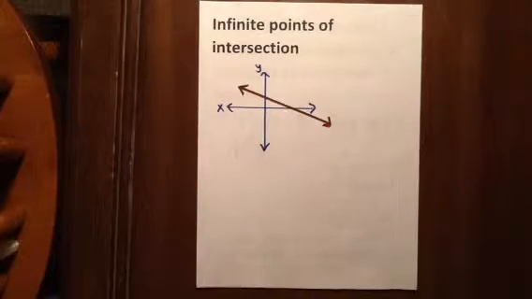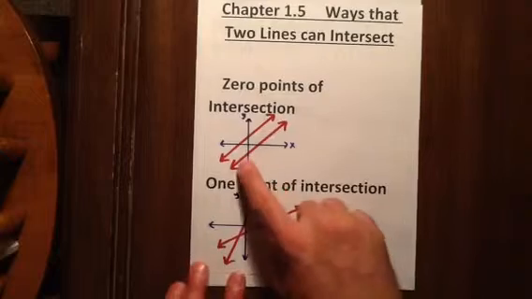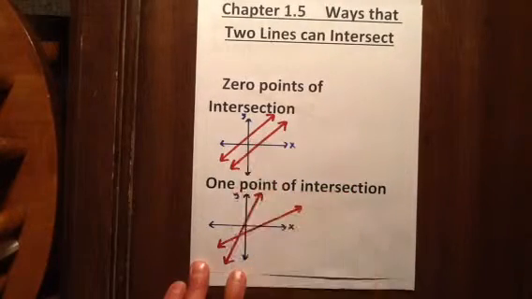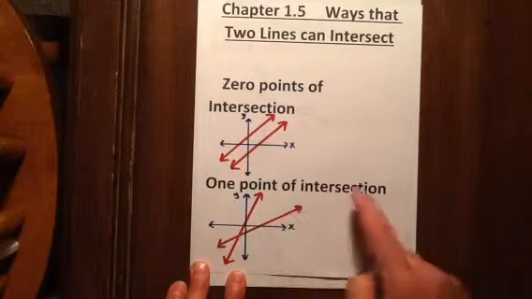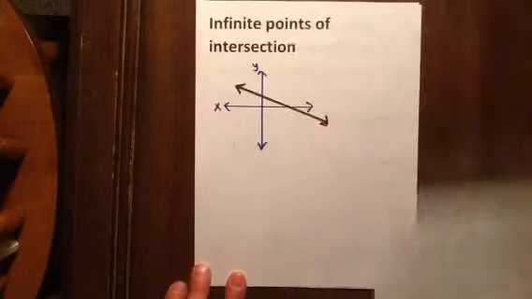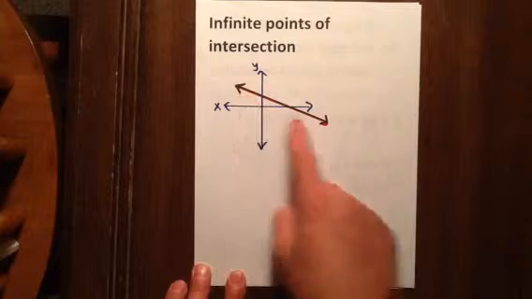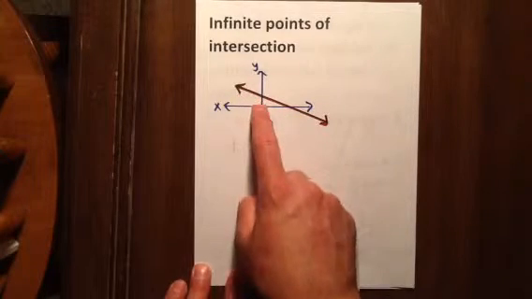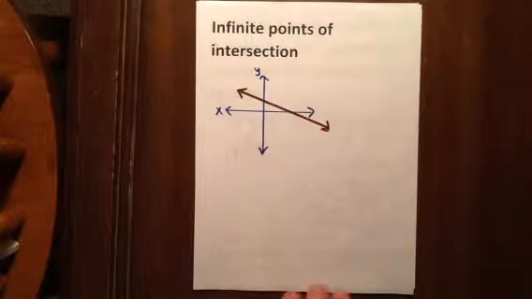So, in summary, if two lines have the same slope but different y-intercepts, there are no points of intersection. If they have different slopes, there's 1 point of intersection. And if they have the same slope and the same y-intercept, there are an infinite number of points of intersection.